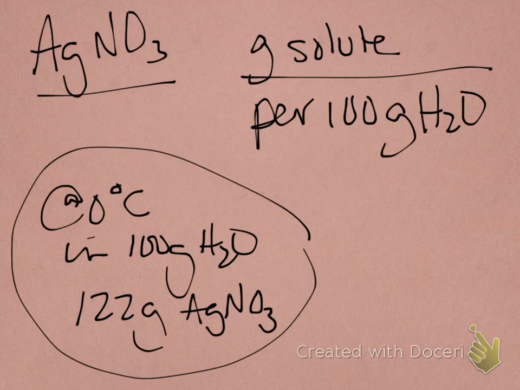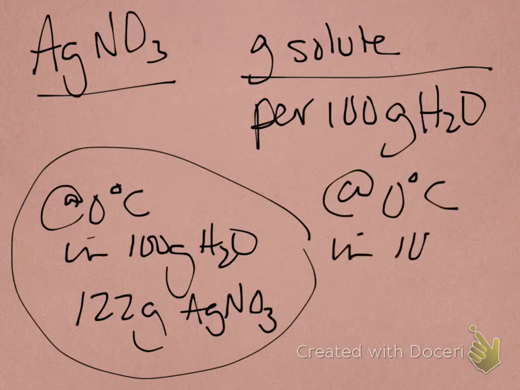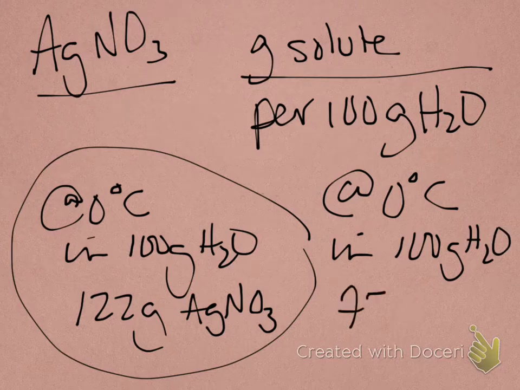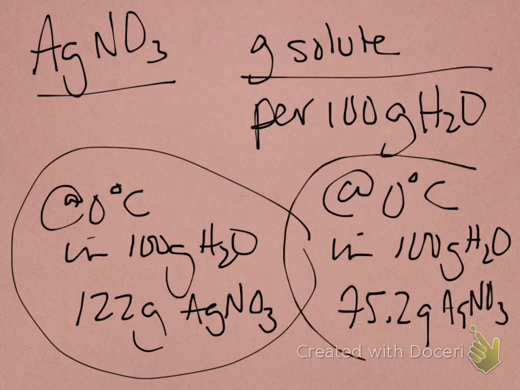Okay? What happens if I have a solution, again, of silver chloride, or silver nitrate, sorry, also at 0 degrees Celsius, also in 100 grams of water, and I have 75.2 grams of silver nitrate in there? Is that saturated, unsaturated, or supersaturated? That's unsaturated. That one can dissolve more. It can absorb more. Not absorb. It can dissolve more solute.